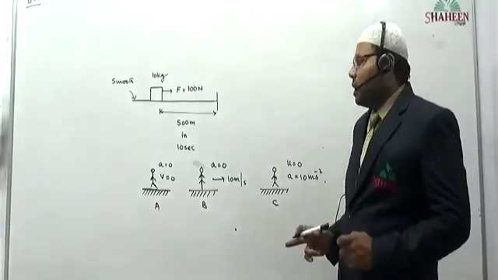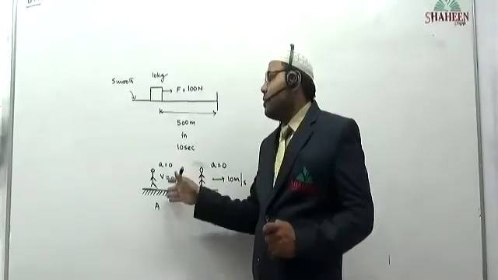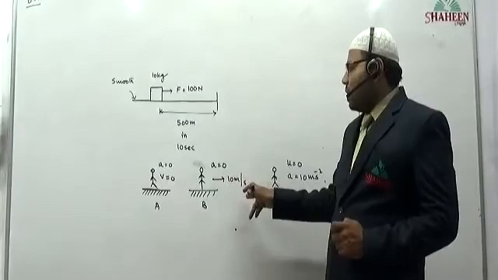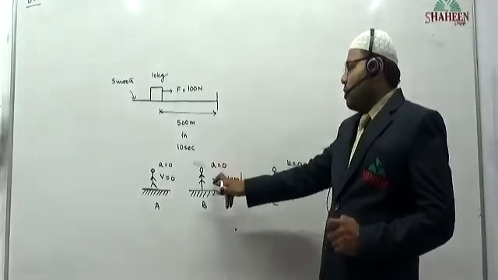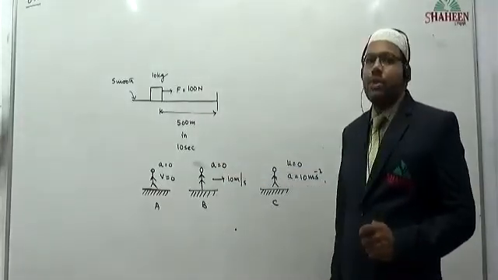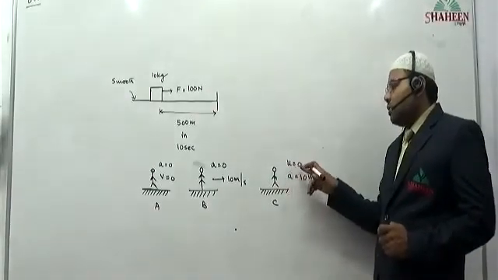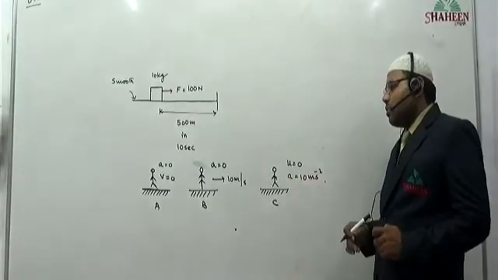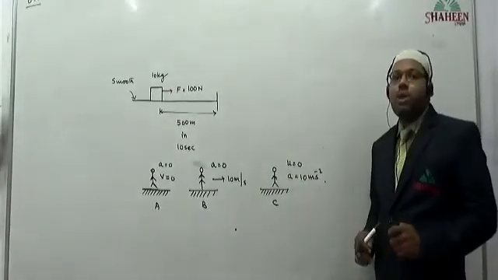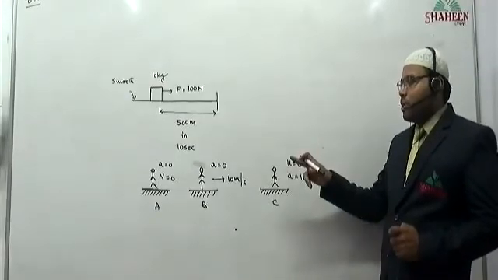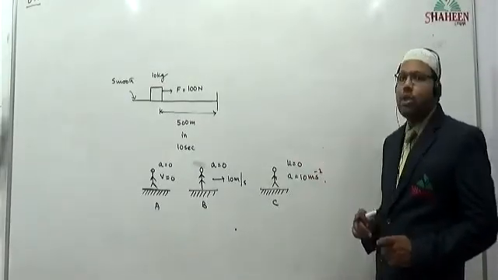So observer A, its velocity is 0, acceleration is 0, matlab it is at rest. The observer A is at rest. Observer B, acceleration is 0. Why? Because it is moving with constant velocity 10 meters per second. But for observer C, its initial velocity is 0, but it is moving with constant acceleration 10 meter per square second. So what is the work done with respect to A? What is the work done with respect to B? What is the work done with respect to C? You have to calculate it.